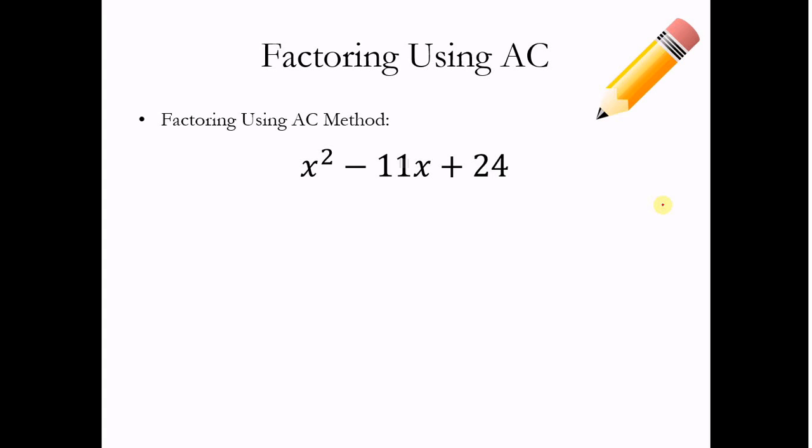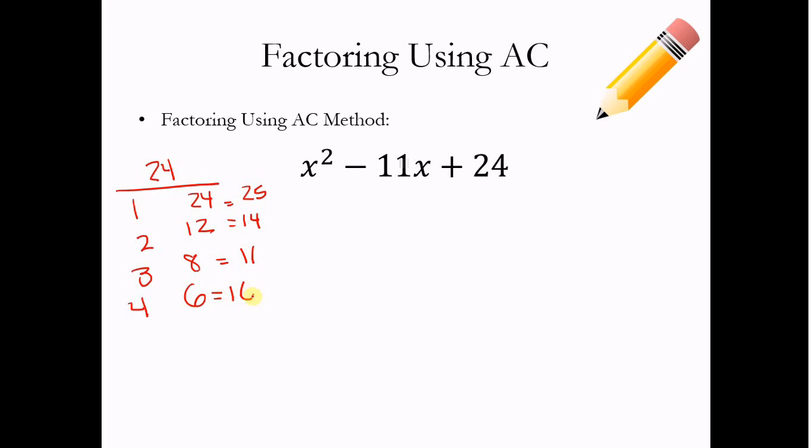Now, it can get slightly harder. Notice how this one, I have my A times C of a positive 24. So let's list all of the factors of a positive 24. So I could have 1 and 24, 2 and 12, 3 and 8, and 4 and 6, right? So 25, 14, 11, and 10. Notice how I need negative 11.